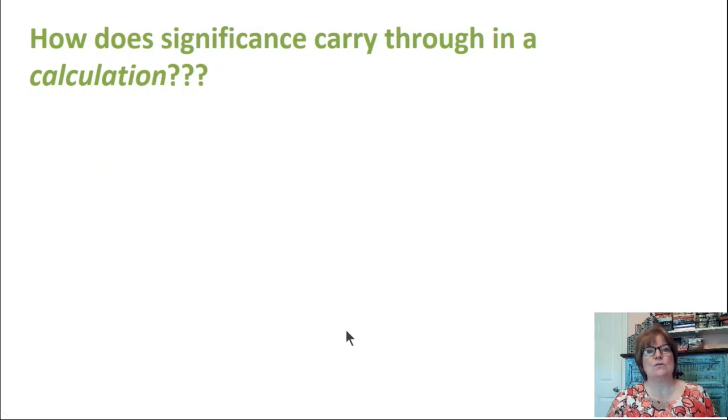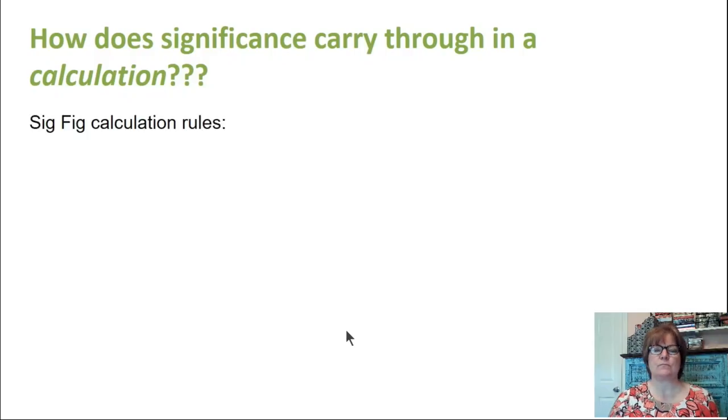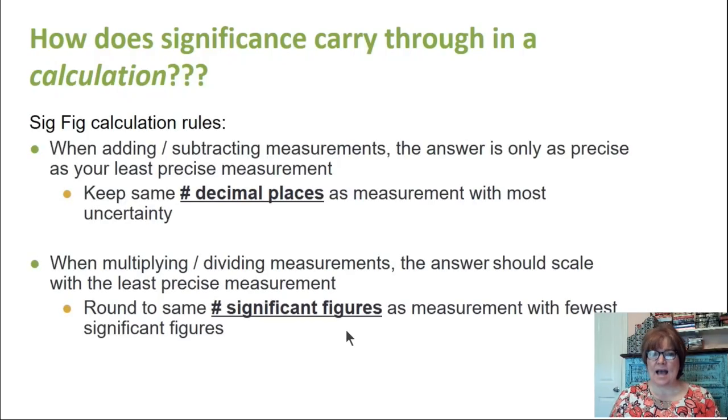So the next step, once we can count, and we kind of talked about the calculators because where we're heading next is what happens when you do something with two different measurements. I'm going to do an operation. I'm going to add them, subtract them, multiply them, divide them. How does that significance carry through? Well, the rules are if I'm adding and subtracting, the answer can only be as precise as my least precise measurement that I worked with. So I'm going to keep the same number of decimal places.